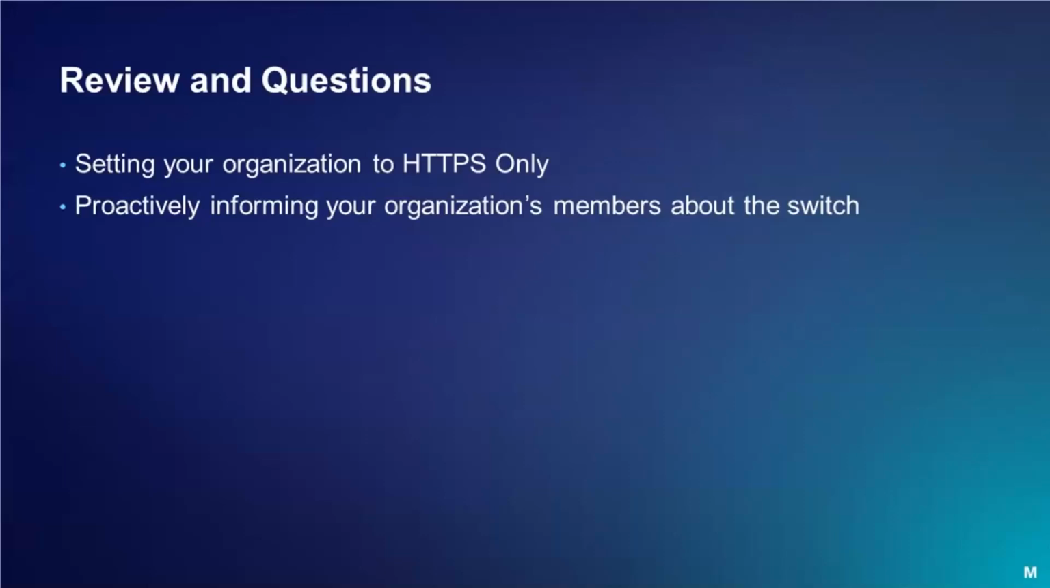The other thing that people have asked is, I have a Hub organization and an ArcGIS Online organization that goes along with that. It doesn't matter what order I switch them to. It doesn't matter the order that you change these. You can flip them in either order to HTTPS only.